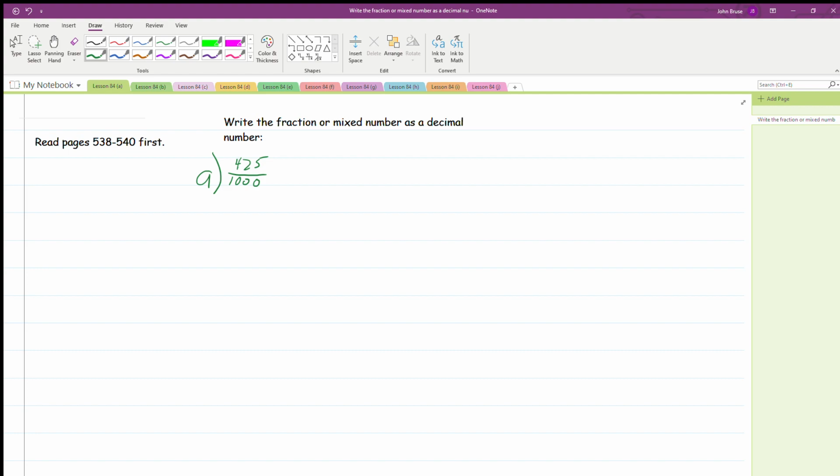We're going to start today with problem A, which is on page 540. A through D are similar. They all have the directions: write the fraction or a mixed number as a decimal number. And this is kind of fun. Really, all you need to do is make sure that you know how to say this number. If you can say this number, you can write it as a decimal. You need to know a little bit about your place value, but I'm going to help you guys out with that. So let's go ahead and start with writing.